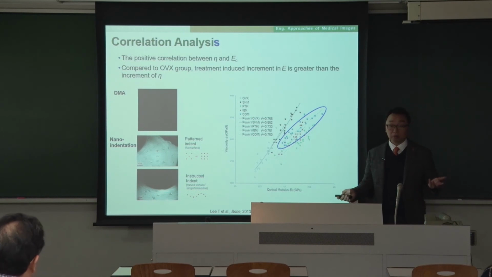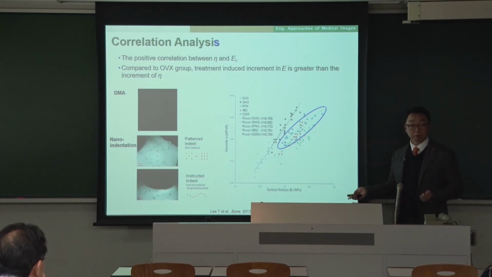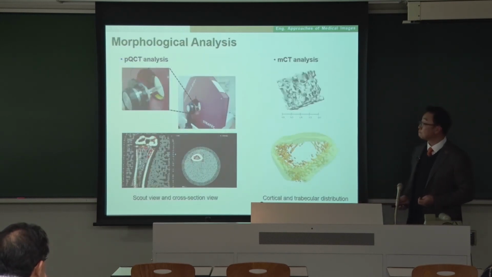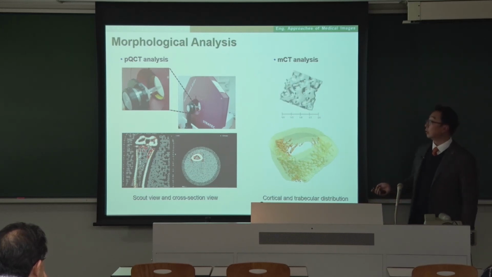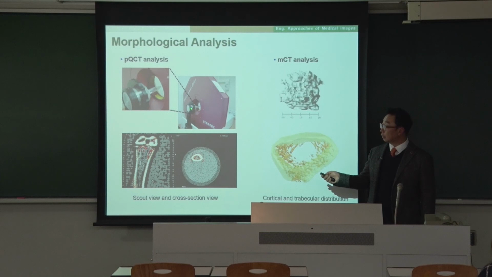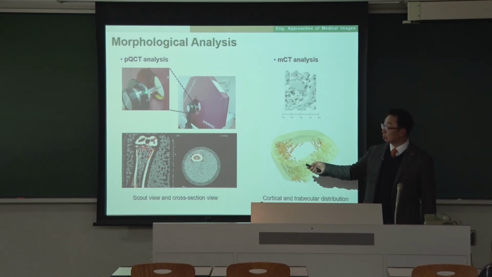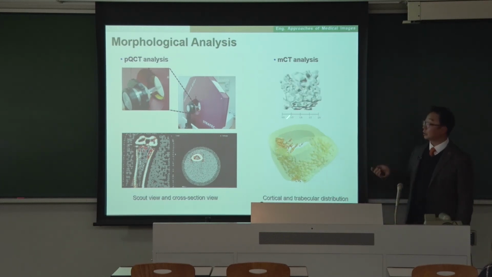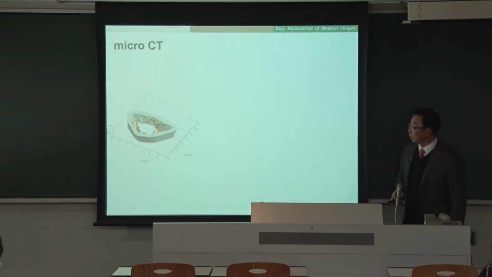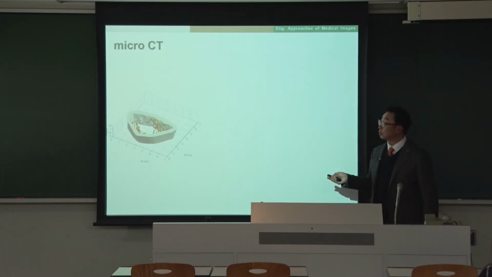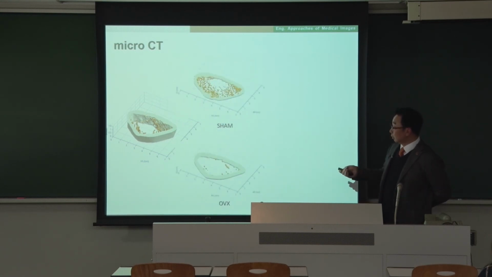So up to now, the only availability was the cortical modulus. Of course, we can use the morphological analysis using the peripheral QCT. Okay, we kill the rats, and then we put their bones in here, and then we get the micro-CT analysis. So this is a simple animation showing the micro-CT. This is the sham bone, the original bone.